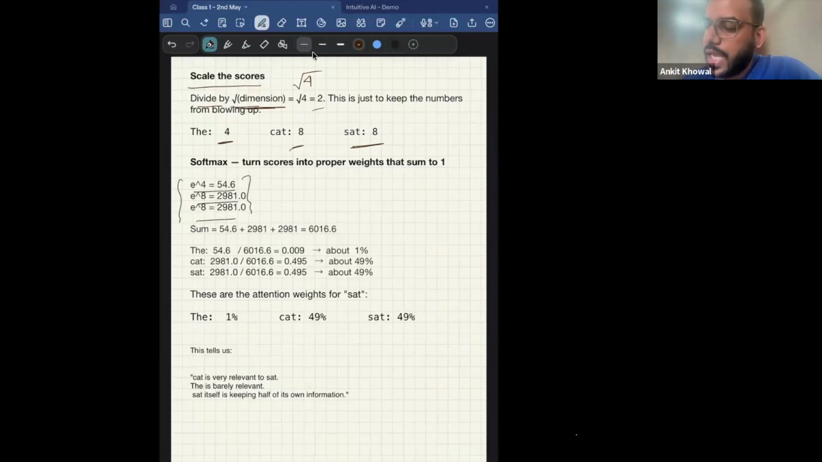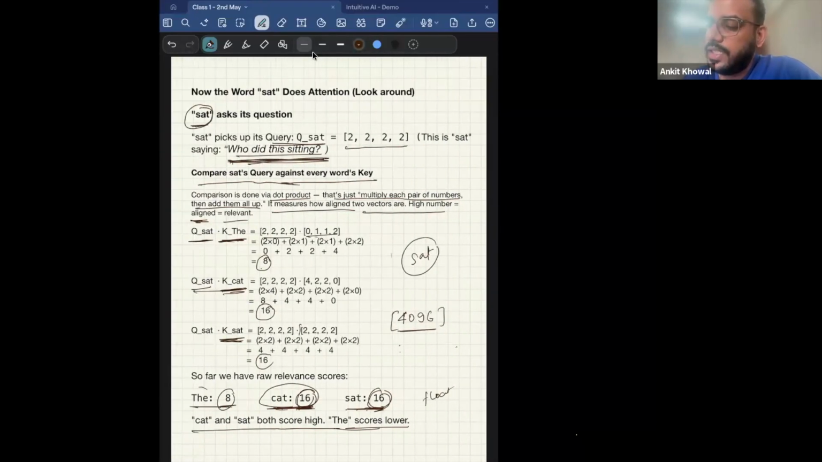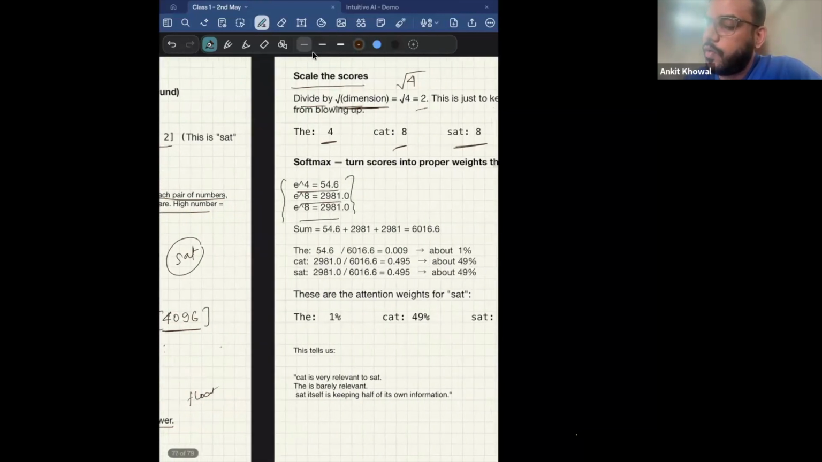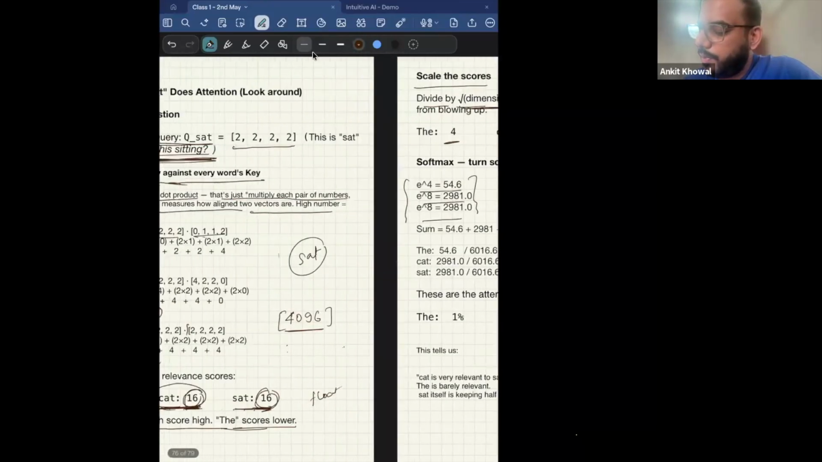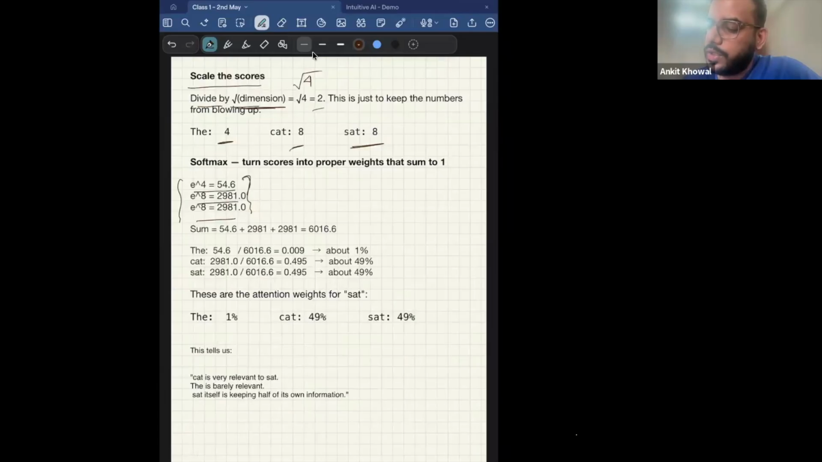What it generally means is I want the answer in percentage to my question, who is doing the sitting, since SAT is now doing the attention work. I want to know who is contributing more to me, in percentage. I figured out the scores by matrix multiplication, but I want to convert them into percentages. So I do some exponential operation over here, take the exponent, and then divide it by this sum. So I get these percentages: "the" is contributing 1%, cat is contributing 49%, SAT is contributing 49%.